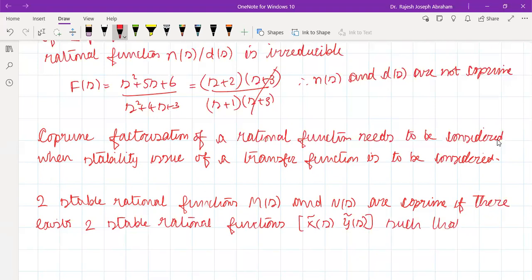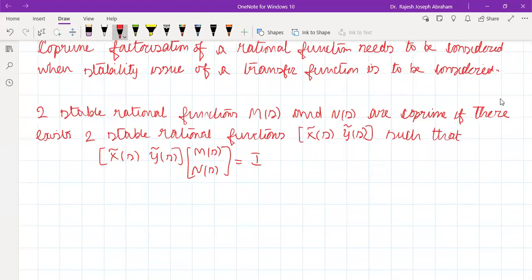Such that x hat of s, y hat of s into m of s, n of s equals I, not 1, because we are now considering matrices. This is what is called the Bezout identity. So long as this satisfies the Bezout identity, we can make sure that m of s and n of s are co-prime.